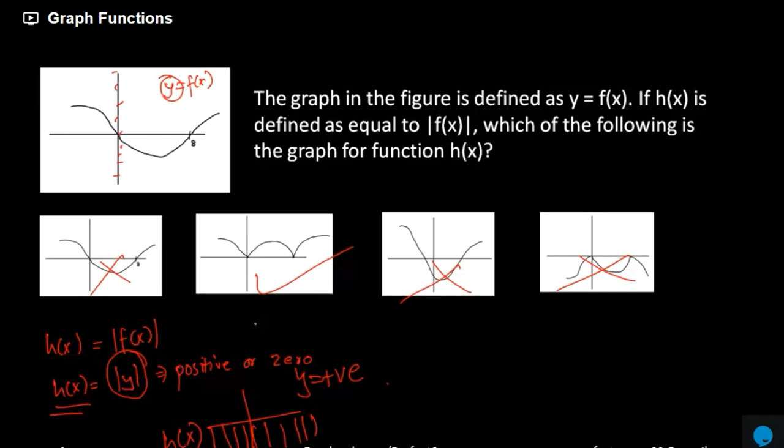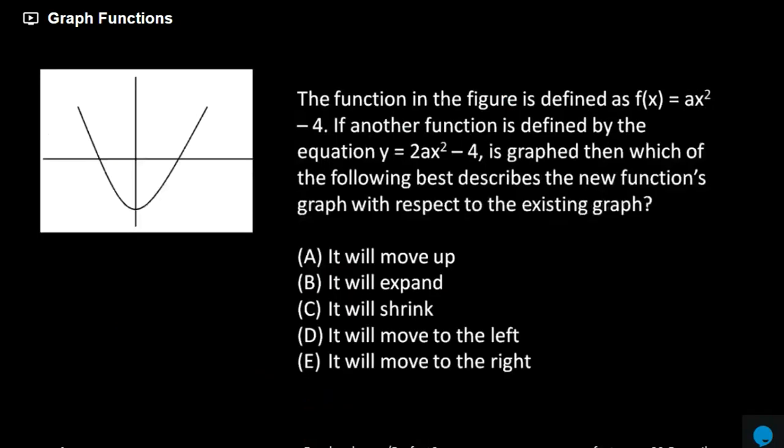So pretty easy question, not so easy if you don't follow the basics. The only basic is that in this question, if I say h of x is equal to modulus of f of x, that means no matter what value of f of x is there, the y is always going to remain positive. That means this is how the graph is going to look like. So suppose you've understood this one, guys. Let's move forward to the next question.